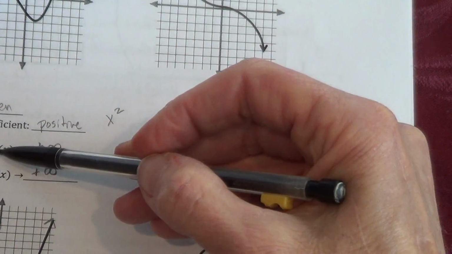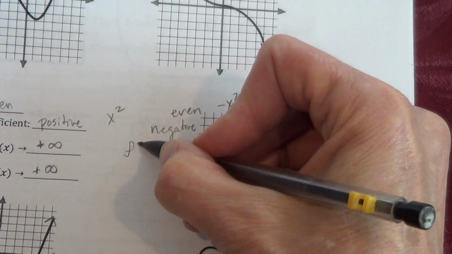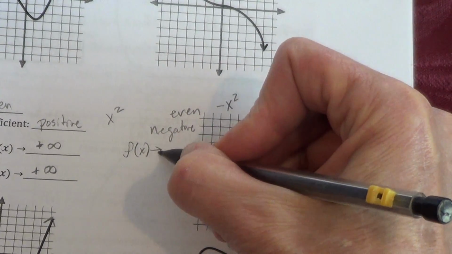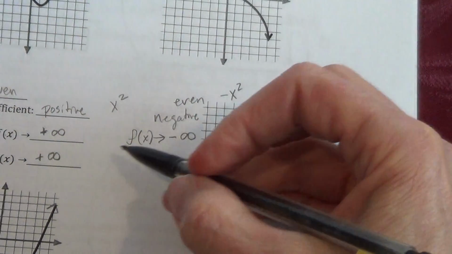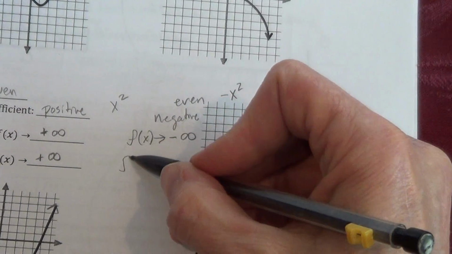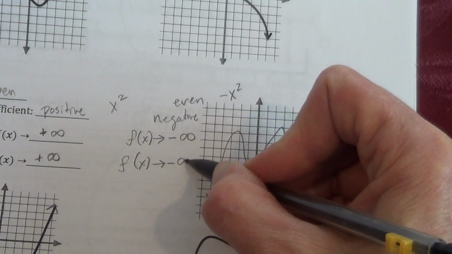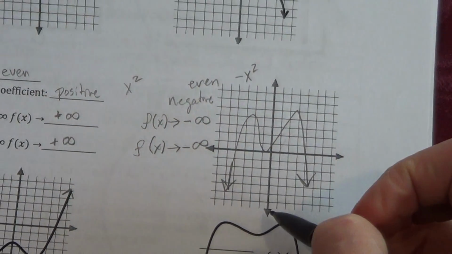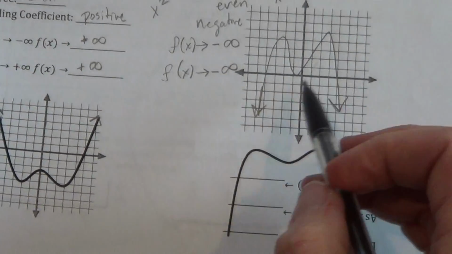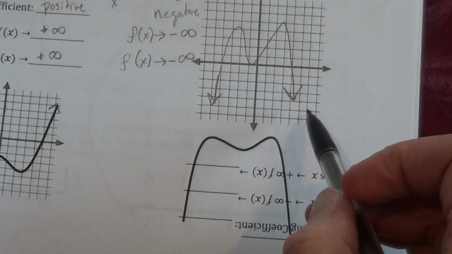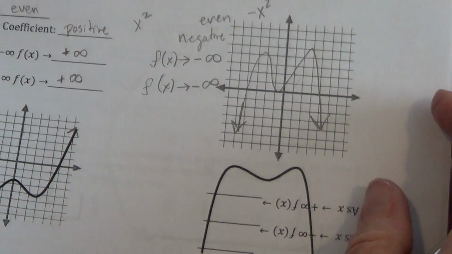But as x approaches negative infinity, going this way, f of x approaches negative infinity. And as x approaches positive infinity, f of x approaches negative infinity. So you see that an even polynomial will have this W or U effect where both end behaviors are going in the same direction.